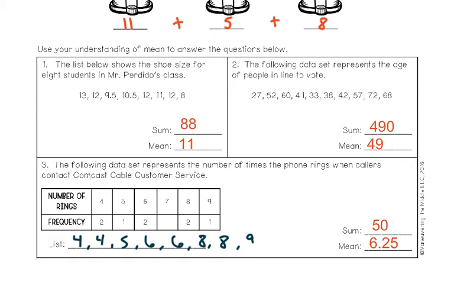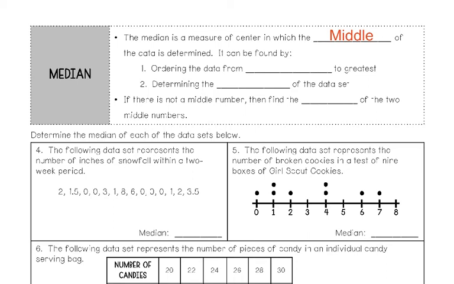Remember, it's okay when you find the mean that your number does not appear in the data set below. It's a true average. Now, on the other hand, the median is a measure of center that more often than not will appear in your data set. It's the middle of the data.